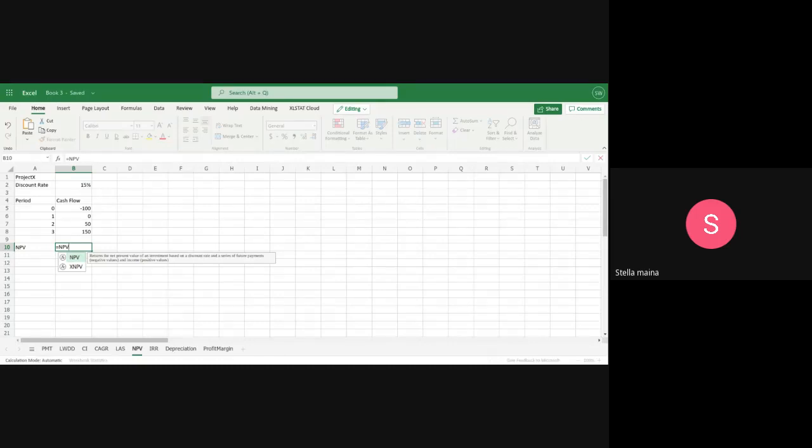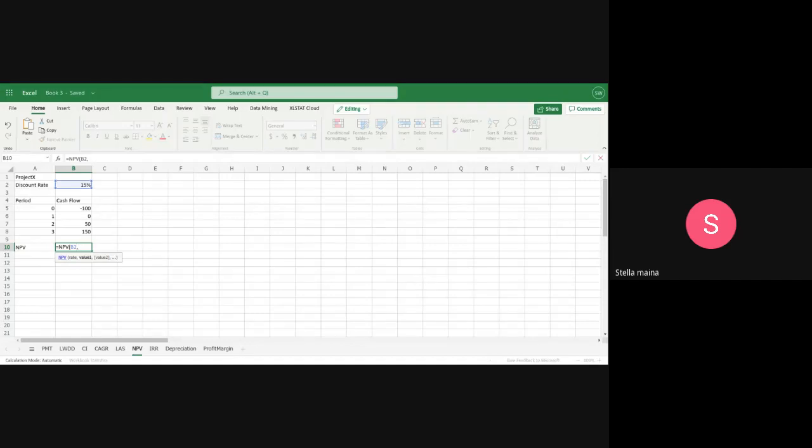Based on our discount rate, we are going to first input what it asks for. You can see it actually gives you what you should do. Put in the rate, that is the discount rate, so in my case that's B2, comma. Now my values. Because I wanted to show the range, we are going to start with the positive values, then end with the negative value.